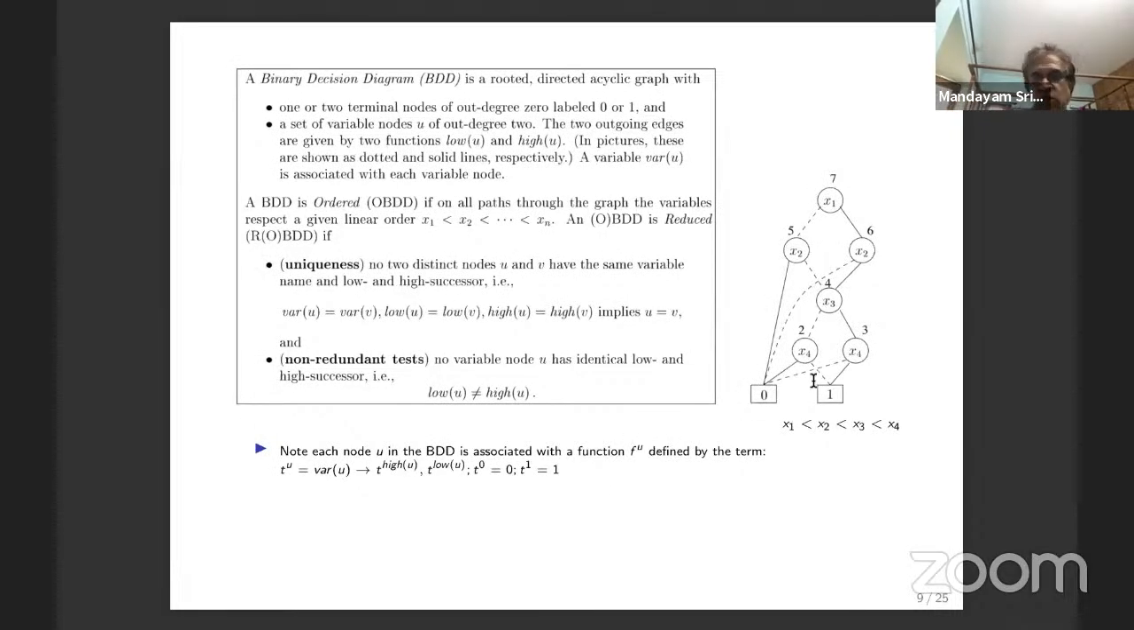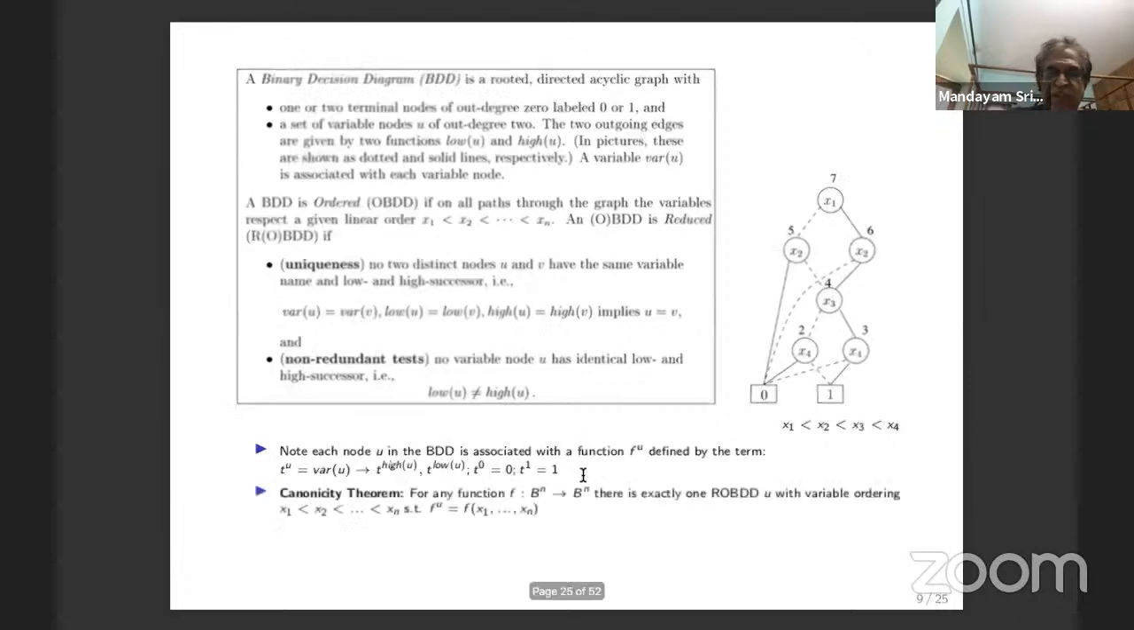Since we saw the association between BDD and the ITE expression, every node in the BDD has a Boolean function associated with it. The Boolean function is actually defined by the ITE term that you get out of replacing each node by its ITE form. Okay, that's the function that it denotes.